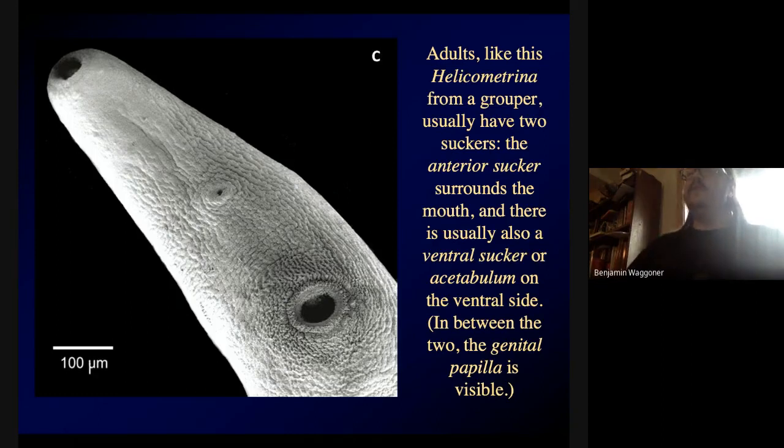In between the two suckers, you can see a third little opening, pretty much dead center of this picture. That's the genital papilla. That's where eggs and sperm come out.